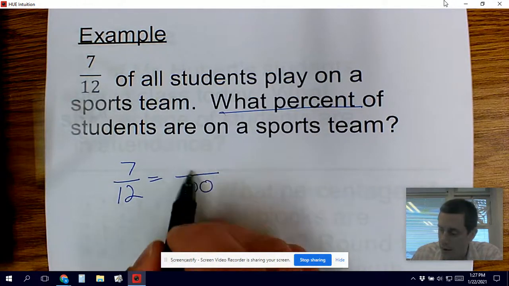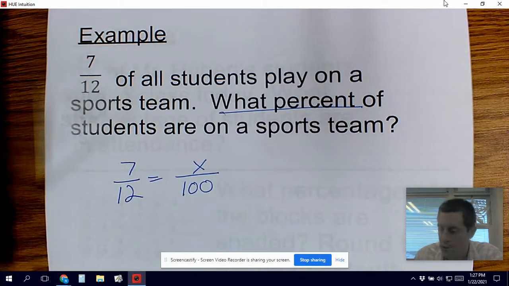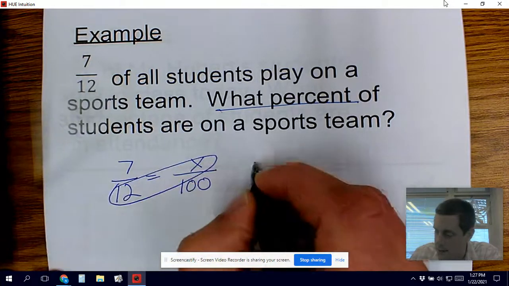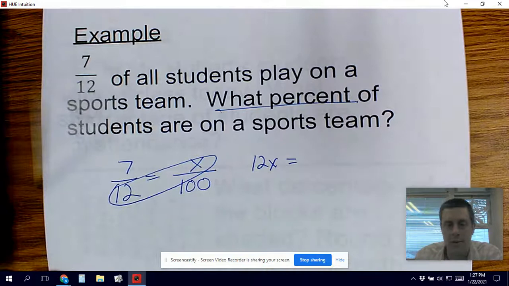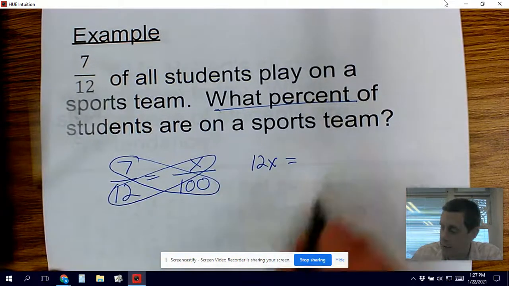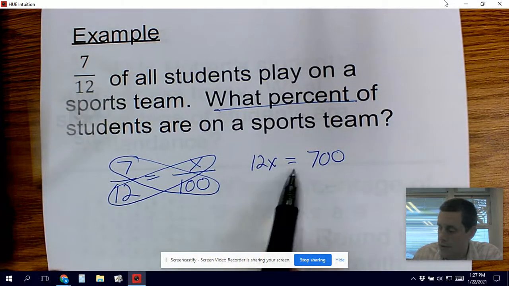And our unknown, we don't know what percent of students are playing sports at this school, so our variable will go in place of the percentage. Once we have our proportion set up, all we need to do is solve for x. Let's cross multiply. 12 times x is 12x. We're going to bring over our equal sign. The other diagonal, 7 times 100 is 700. Resulting equation, 12x equals 700.